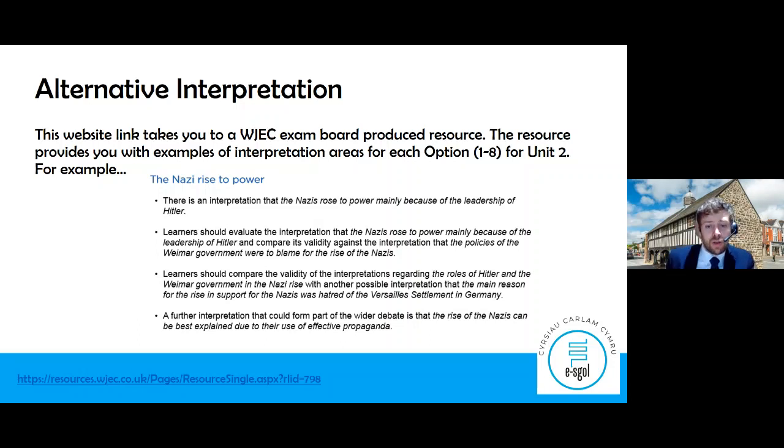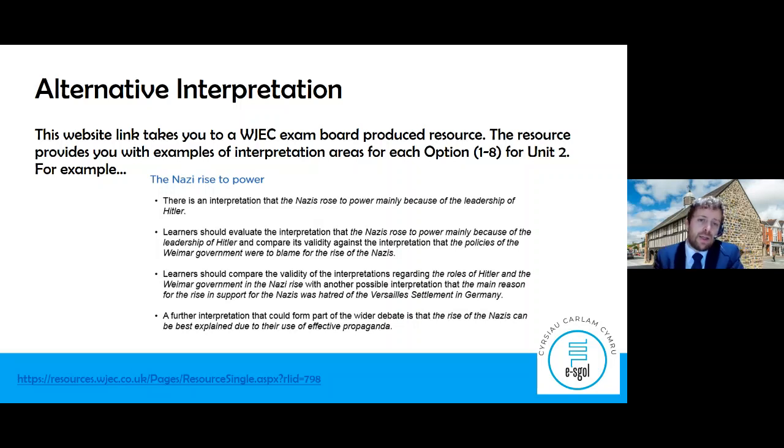There's an interpretation that the Nazis rose to power mainly because of the leadership of Hitler. That was the interpretation in the question, wasn't it? Learners should evaluate the interpretation that the Nazis rose to power mainly because of the leadership of Hitler and compare its validity against the interpretation that the policies of the Weimar government were to blame for the rise of the Nazis. Learners should compare the validity of the interpretation regarding the role of Hitler and the Weimar government with another possible interpretation that the main reason for the rise and support of the Nazis was the hatred of the Versailles settlement in Germany.